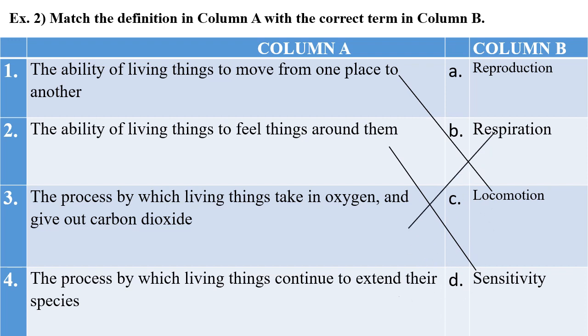Number 3 is the process by which living things take in oxygen and give out carbon dioxide. And we'll match 3 with option B, and that is respiration. Number 4 is the process by which living things continue to extend their species. And we will match option 4 with A, reproduction.